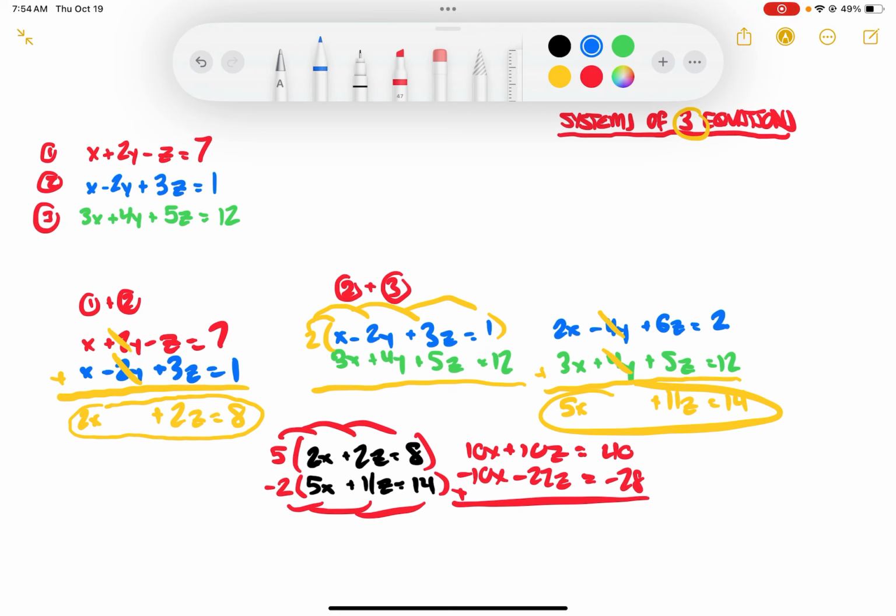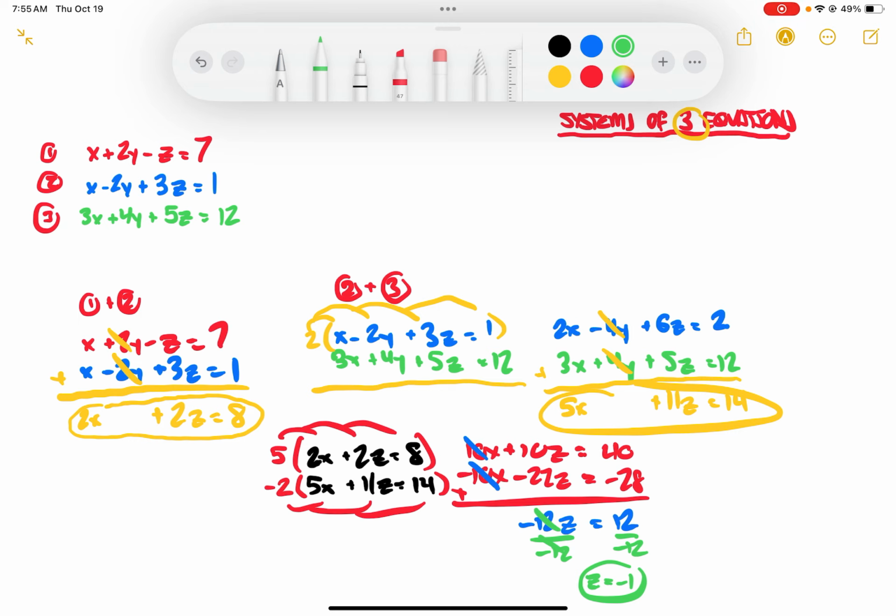Now that I have this pair of opposites, we get to add. 10x minus 10x will go away. 10z minus 22z is negative 12z. And 40 minus 28 is positive 12. And now we're down to one variable, right? Just got to divide by negative 12. And z is negative 1. And once you find out the first variable, the rest of it is pretty smooth sailing, right?